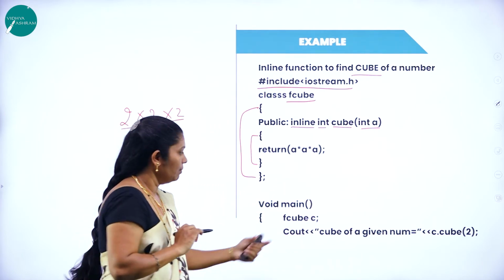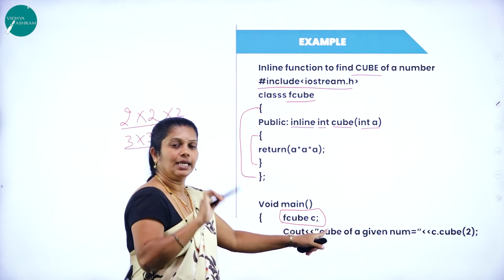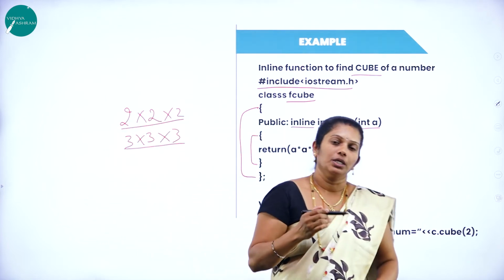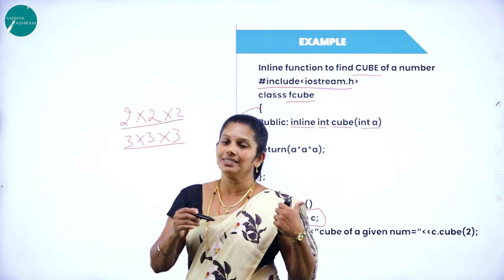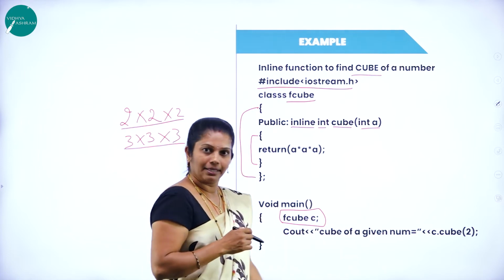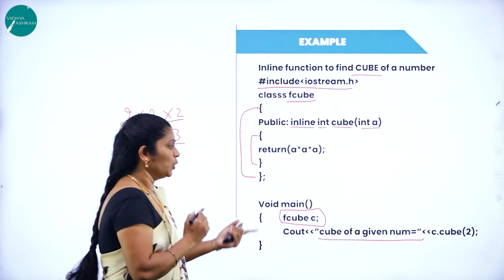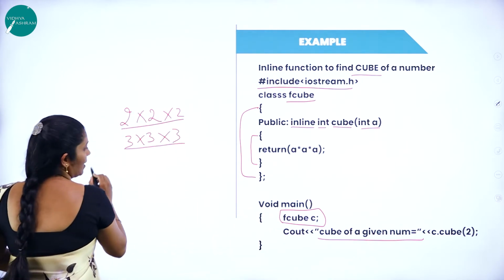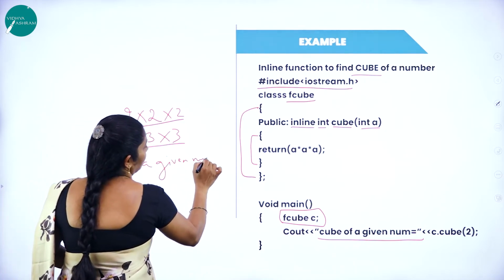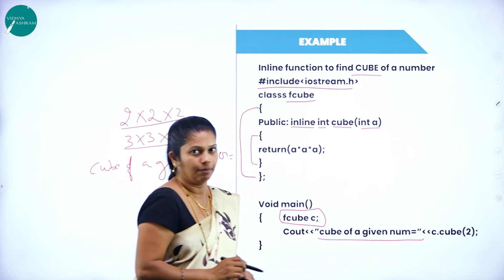Now in the main program, we are creating the object. That is fcube, then C. C is the object name. While giving a name to an object, whatever name you want, you can give. In this case, the object name we have given is C. Then cout, "Cube of a given number", written inside the double quotes. It's an output statement. It will display "Cube of a given number" and then equals, because that is written inside the double quotes.